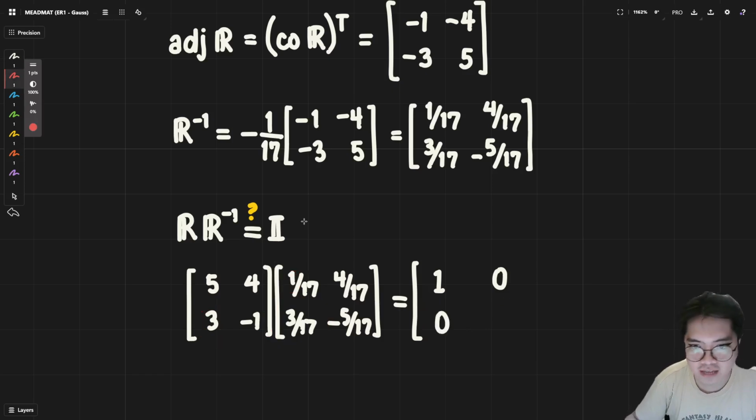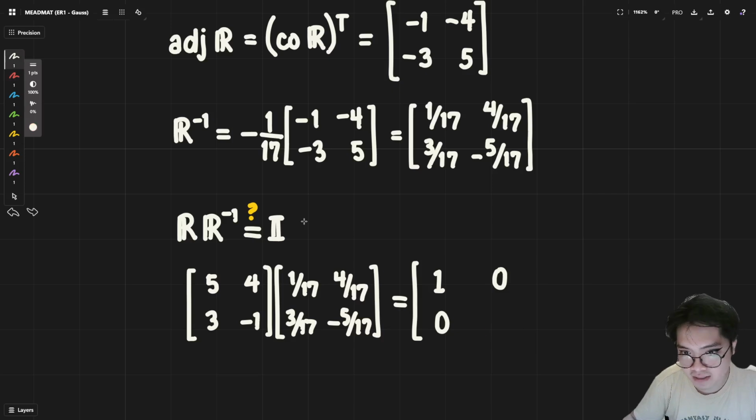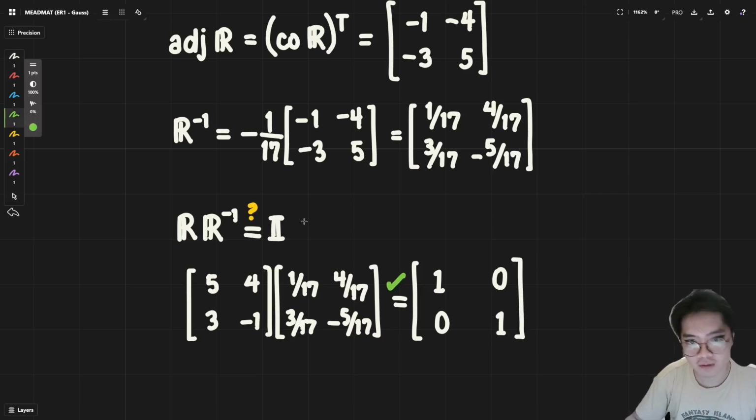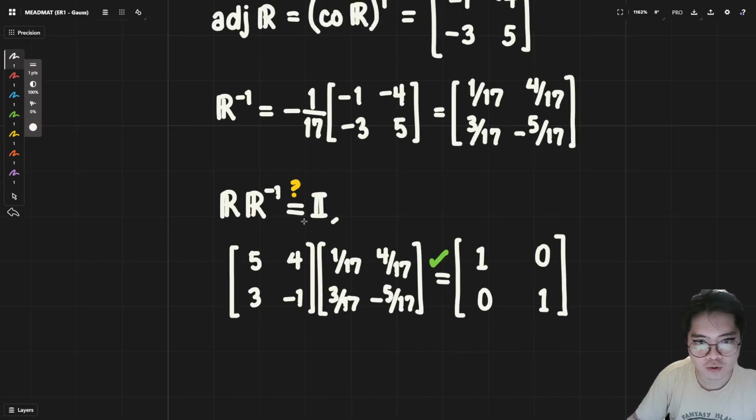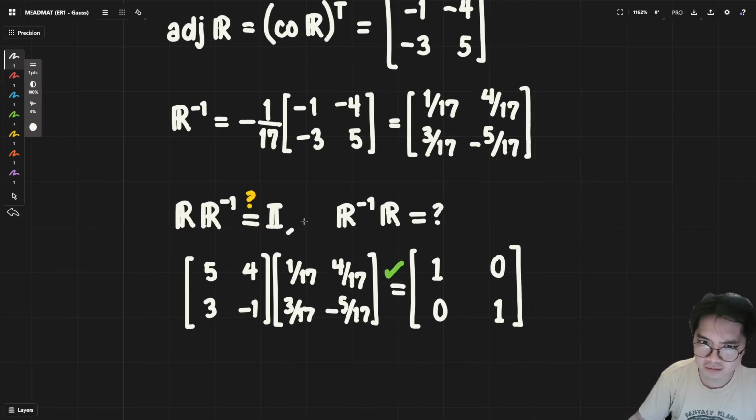Last bit, second row, second column. 3 times 4 is 12, and negative 1 times negative 5 is 5. 12 plus 5 is 17, divided by 17 is 1. So that is indeed correct. And you can also try out, of course, what if it's now R inverse times R? What will happen then?